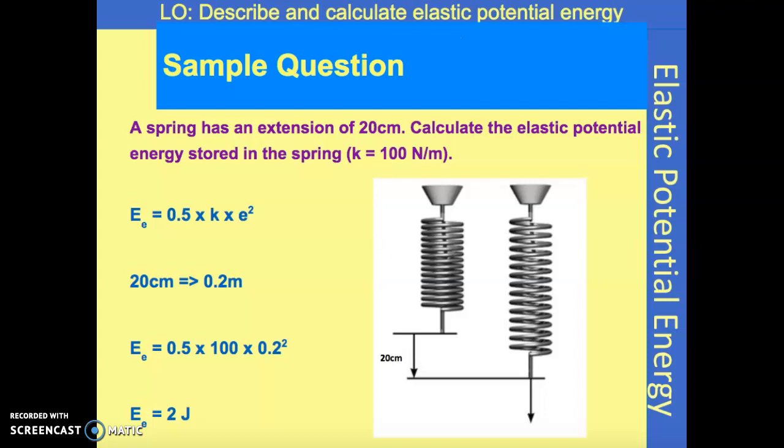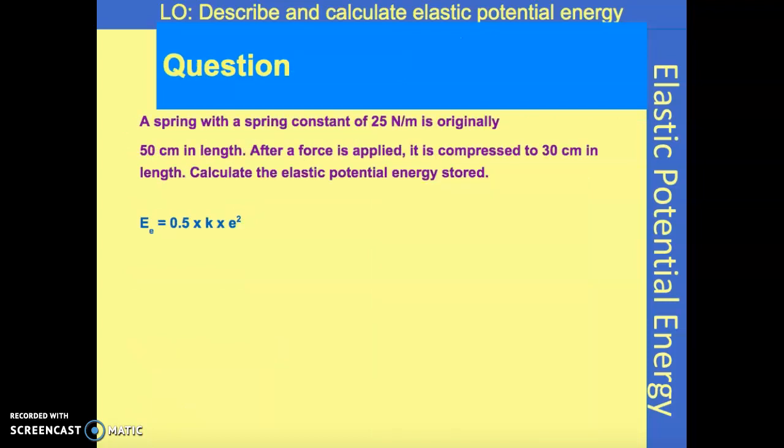Pop all of it into the calculator. So that's a half times 100 times 0.2 squared. Make sure you square the 0.2. And that gives me the elastic potential energy of 2 joules. Okay, I'd like you to try this one by yourself. So pause the video now and try this one.